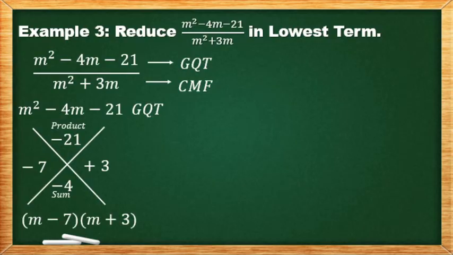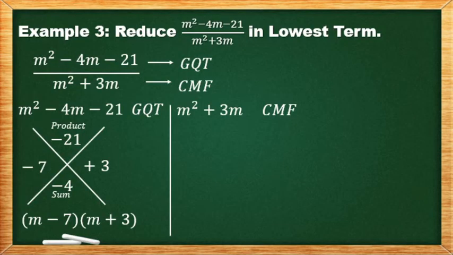Meron tayong m minus 7 times m plus 3. Okay, sa denominator naman tayo. By using CMF, the m squared plus 3m, their common factor is what? M. The smaller exponent of m is 1. So, that's why ilalabas natin si m. Ano natira? M squared, naglabas tayo ng isa, so isa na lang matitira, because 2 minus 1 is 1. Then sa 3m, ilabas natin yung m niya, that's why meron tayong 3. So, yun na yung factor niya.